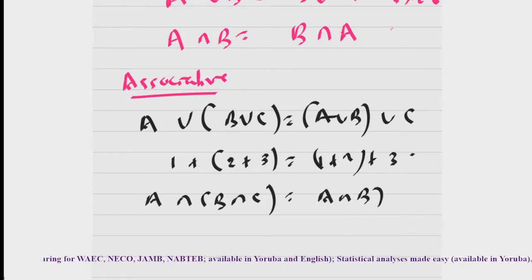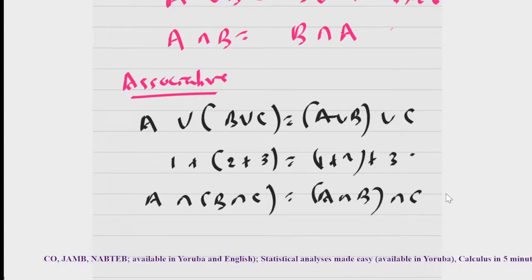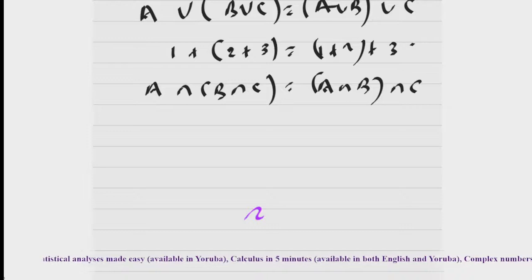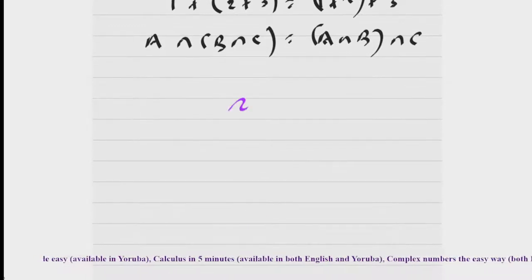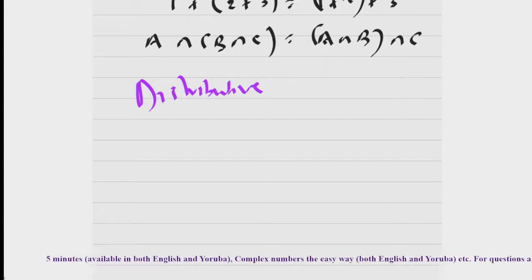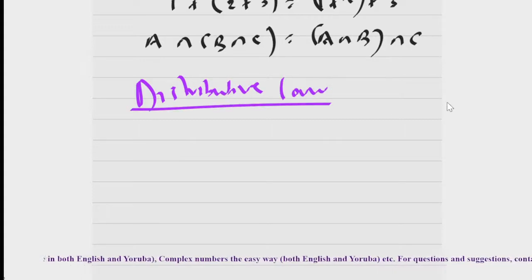A intersection B intersection C. So in that sense, you see your multiplication as your intersection as multiplication. Distributive property is also one of the properties of union and intersection.